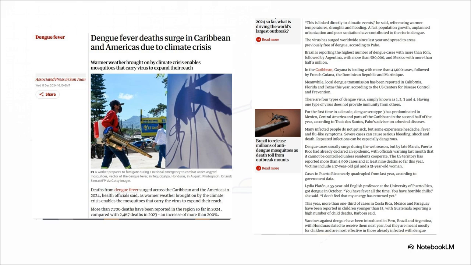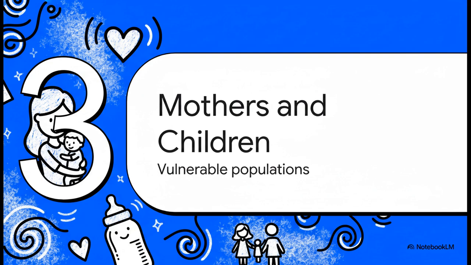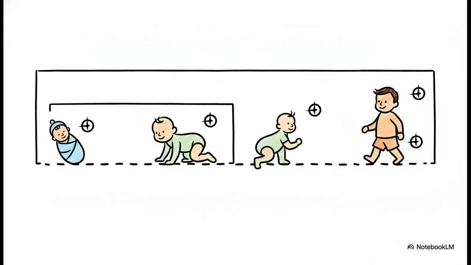Let's move to Section 3, protecting mothers and children, focusing on our most vulnerable populations. Before we dig into the data, it really helps to know exactly what timelines we're measuring.